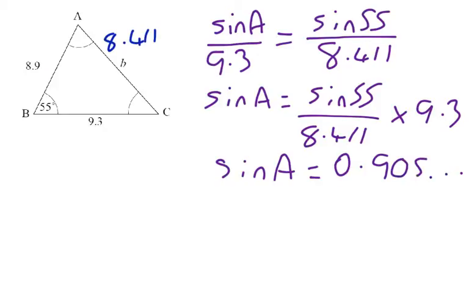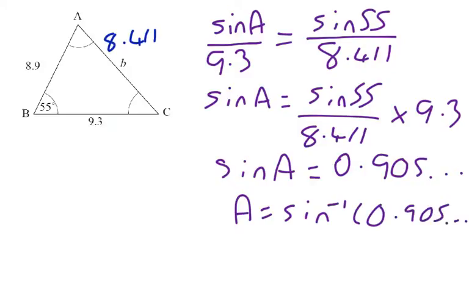0.905. So A is equal to the sine inverse of 0.905, and so A is equal to 64.9 degrees. Add that to our diagram up here, 64.9.